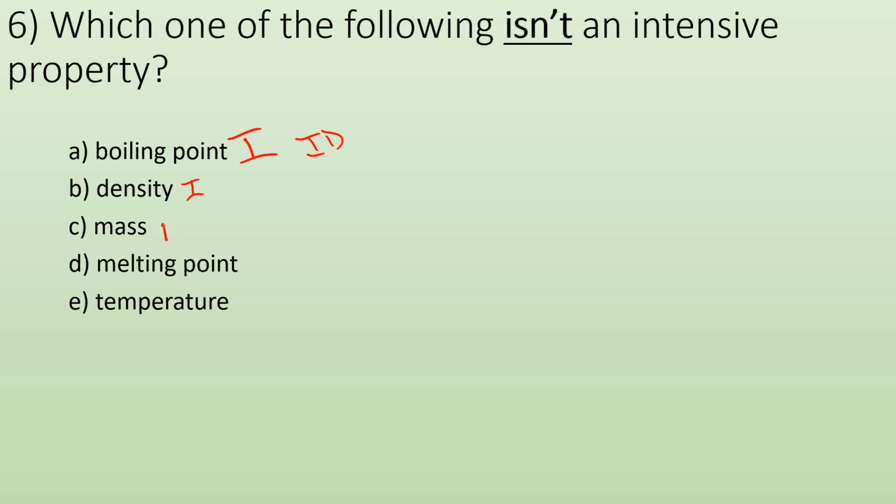Mass, well, this one's extensive. The more you got, the more mass you have. So it depends on the amount there. Melting point is going to be intensive. Same with temperature. So correct answer here would be C. It's the only extensive property listed.